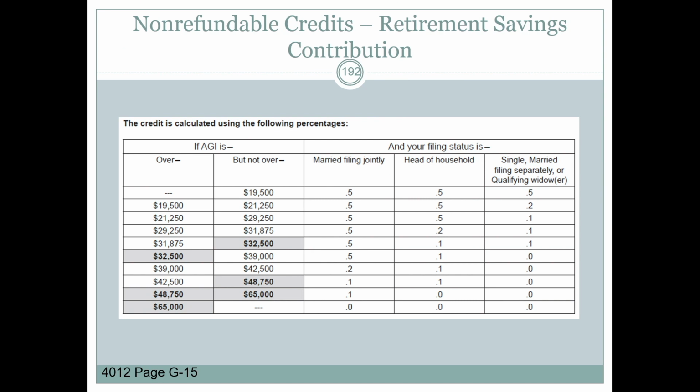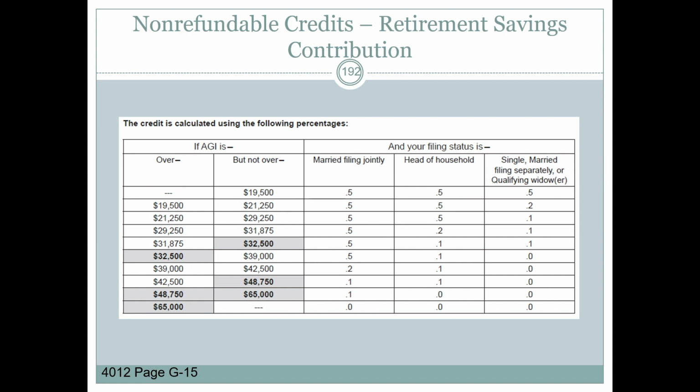This chart, G-15, outlines the guidelines for the retirement savings contribution credit, which again is a non-refundable credit. And it is calculated using the following percentages. But no worries, TaxSlayer will automatically compute this based on the information that you have input into TaxSlayer.